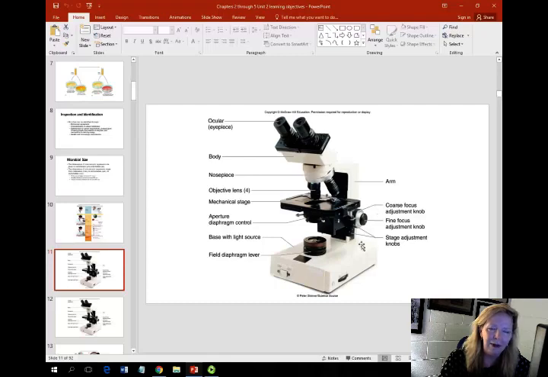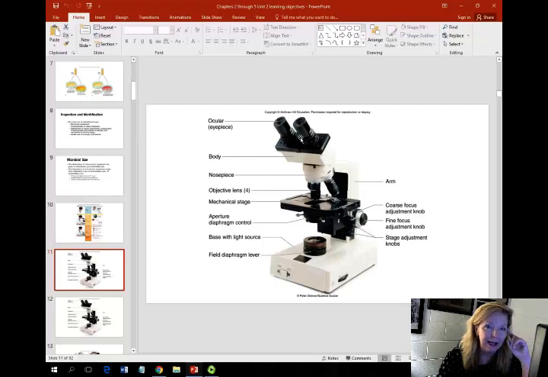A light compound microscope is called that because its power source is just from a light, and it's compound because there are two sets of lenses. I would want you to know that the lenses close to your eyes that you're looking through are called the ocular lenses, and there's a magnification associated with those.